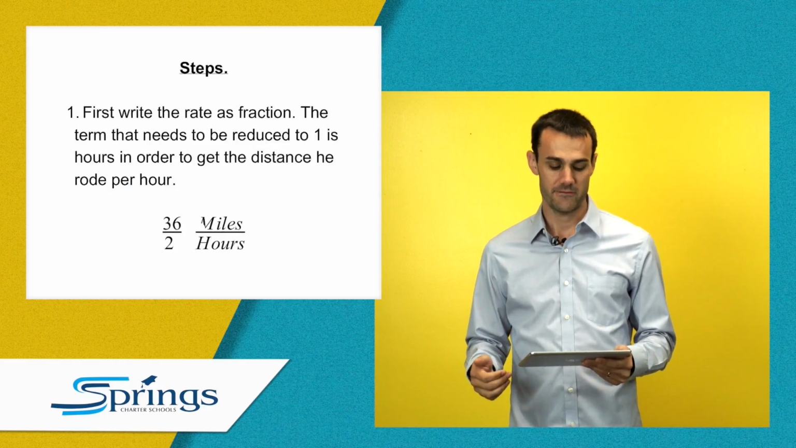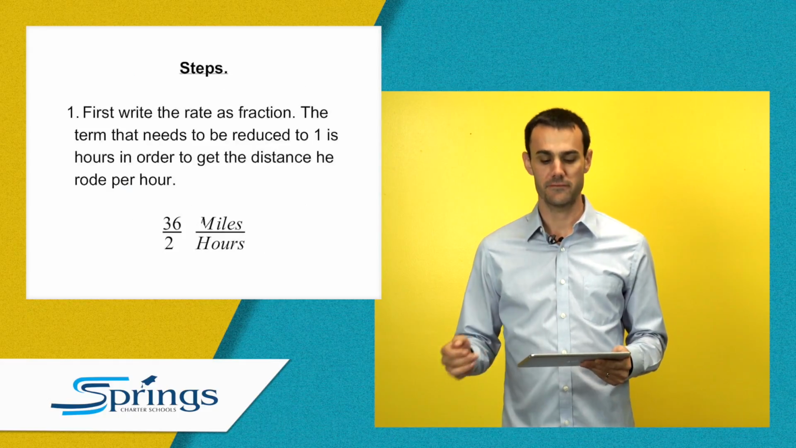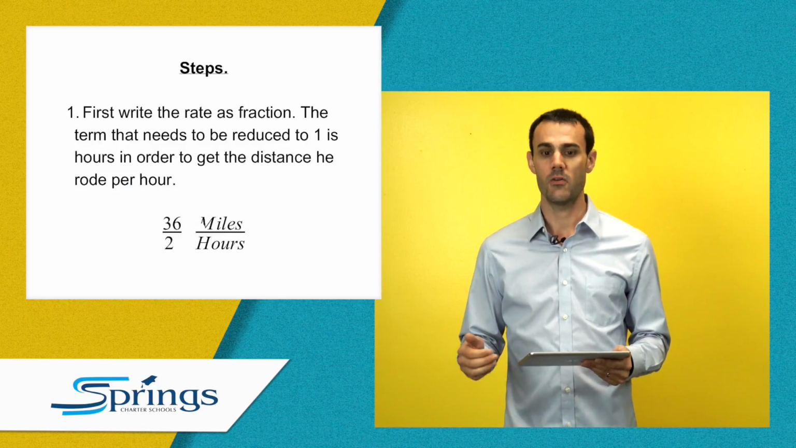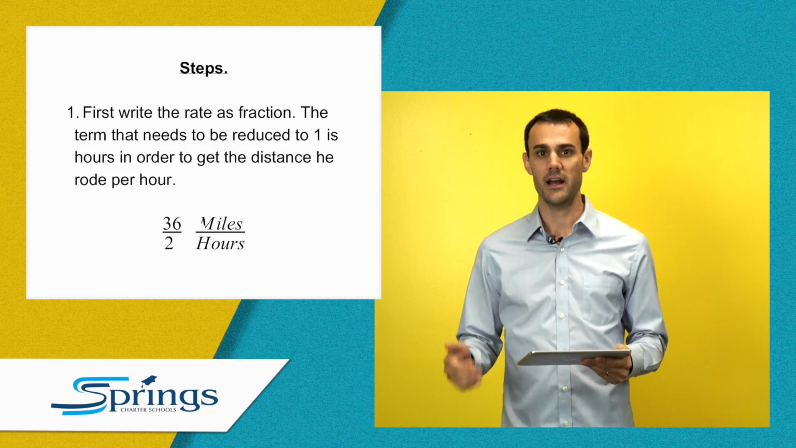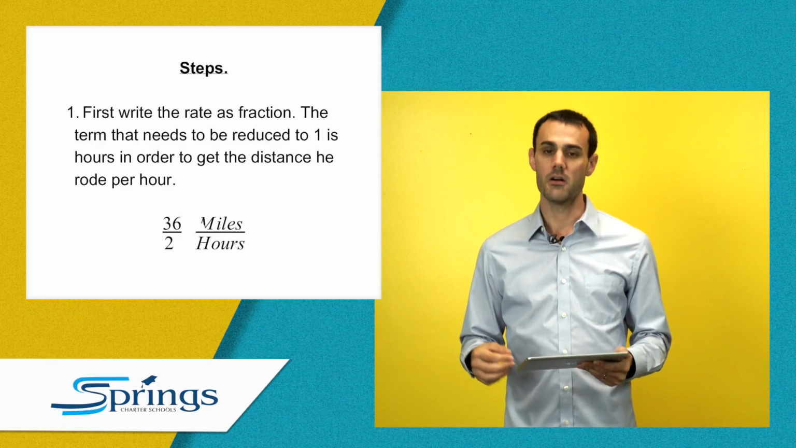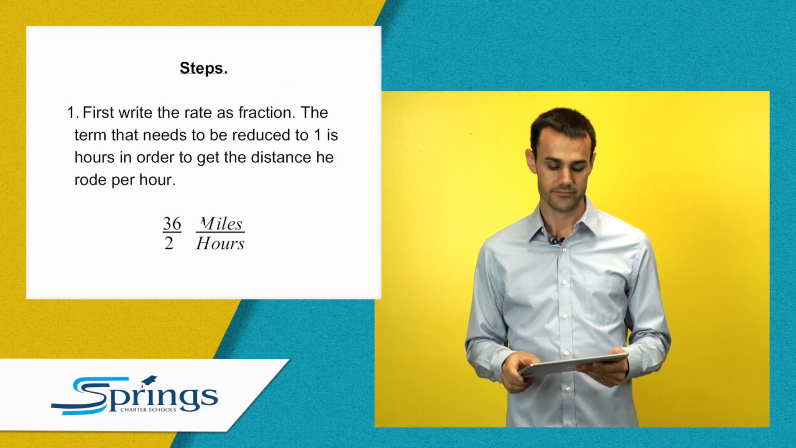Number 1. First, we're going to write this rate as a fraction. The term that needs to be reduced to 1 is the hours in order for us to get the distance he rode per hour. So I set it up as follows: 36 over 2, or miles over hours.